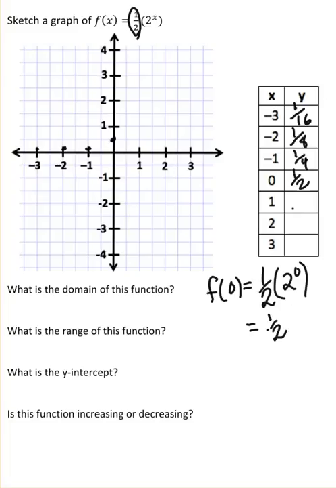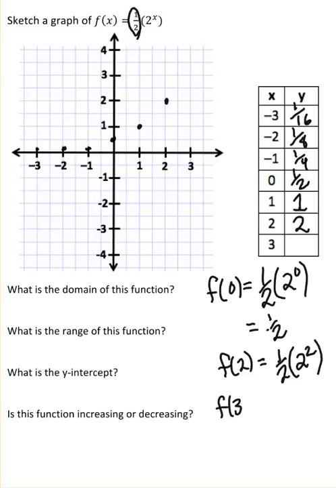When x equals 1, I would have 2 to the 1 is 2, times a half, that gives me 1. When x equals 2, I have f at 2, it's going to be half times 2 to the 2. 2 to the 2 is 4, half of that is 2. And last but not least, when x equals 3, f at 3 will be a half times 2 cubed. 2 cubed is 8, half of that is 4.